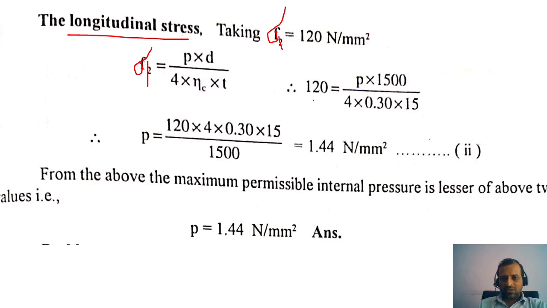So substitute all the values. So it is 120 is equal to P into 1500 divided by 4 into 0.3 into 15, right? So bring P on the left hand side, all the values on the right hand side, then solve this. After solving you will get 1.44 Newton per mm square. From the above, the maximum permissible internal pressure is the lesser of the above two values, that is 1.44 Newton per mm square. This is the answer.